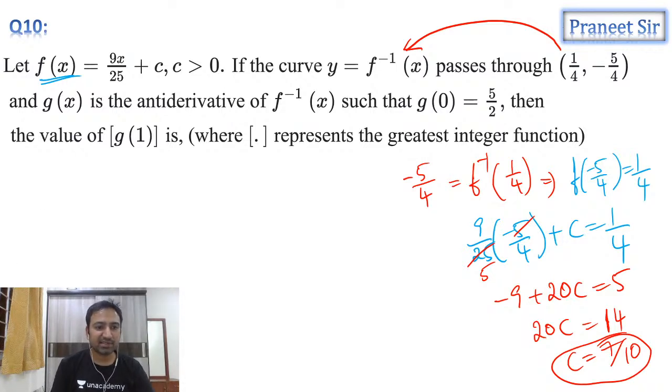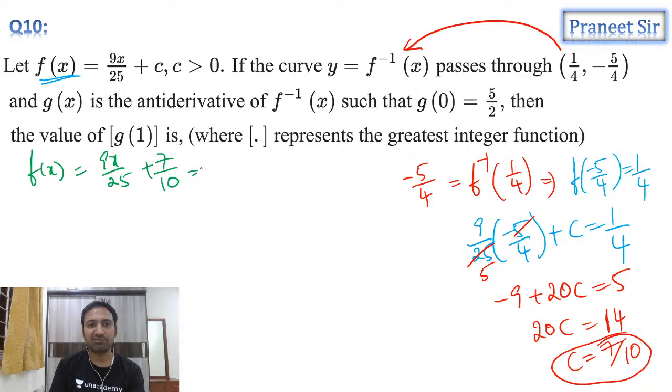Right, so f of x I just calculated, guys. f of x I am getting like 9x by 25 plus 7 by 10. But from this, can I calculate f inverse x, guys? f inverse x is simple. You just need to replace f of x with y, and it is 9x by 25 plus 7 by 10.